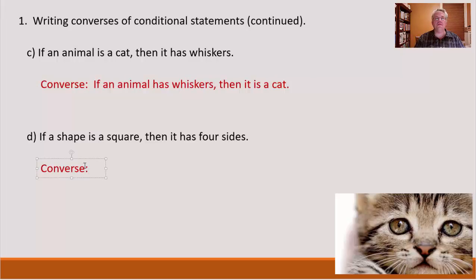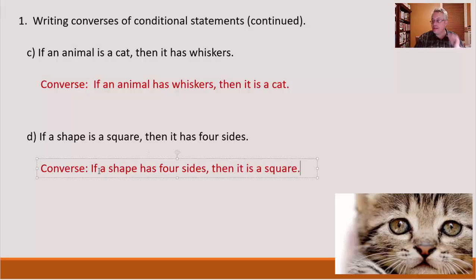Here's one from geometry. If a shape is a square, then it has 4 sides. That's certainly true. Let's write the converse, and I think you'll see that it's not true. Converse is if a shape has 4 sides, then it is a square. All right, that's actually not necessarily true. Could be a rectangle or something like that. But you got the idea. I can take a conditional statement and write its converse.